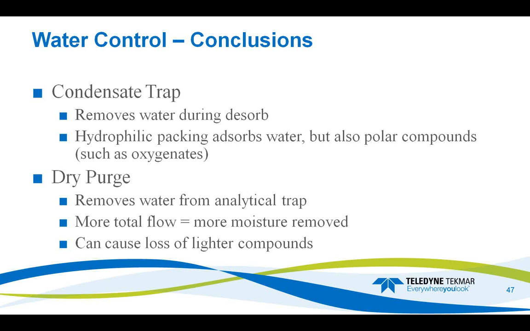We also have some room to make changes to our dry purge in many of our EPA methods that we discussed. And so the dry purge removes water from that analytical trap. Any that wasn't removed in the condensate trap and made it to the analytical trap, we can now drive off with a dry gas flow. Again, more flow means more moisture removed, but it can also cause a loss of our lighter compounds. So we don't want to put too much purge gas through there, and we don't want to do it for too long.